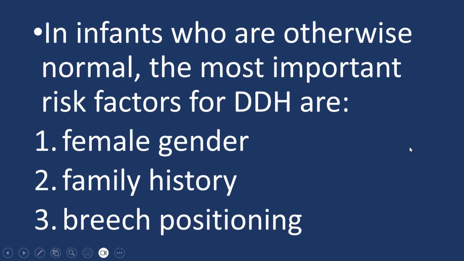In infants who are otherwise normal, the most important risk factor for DDH is the female gender. Females are far more likely to have DDH than males. Some say 9-1, some say 5-1. DDH occurs in families, and we spoke about breech positioning.